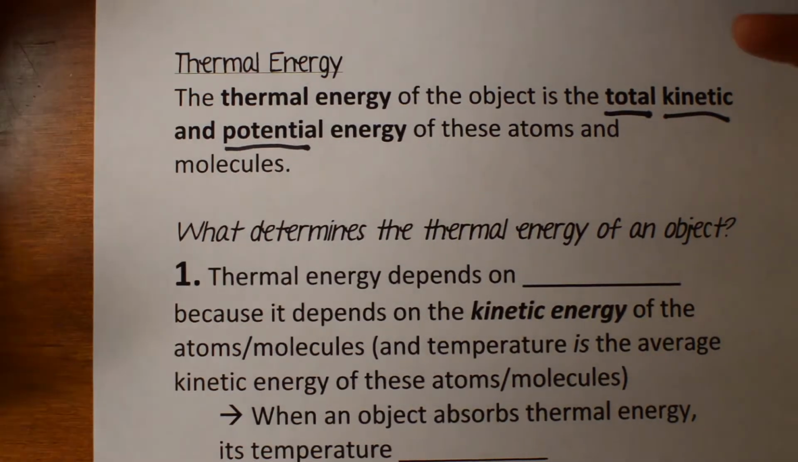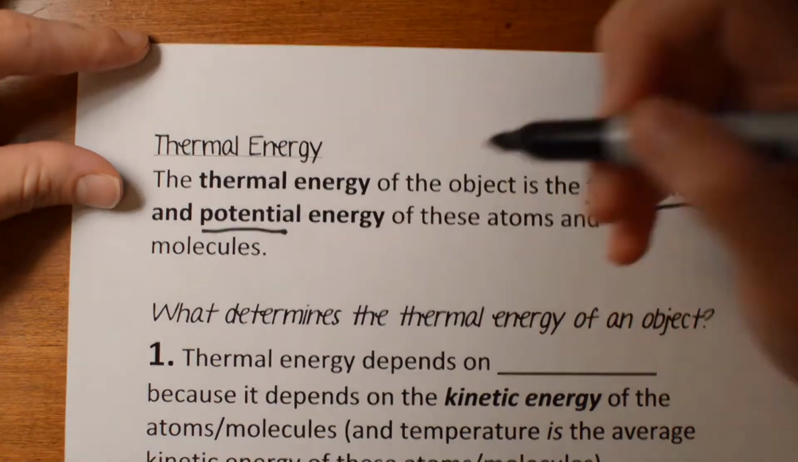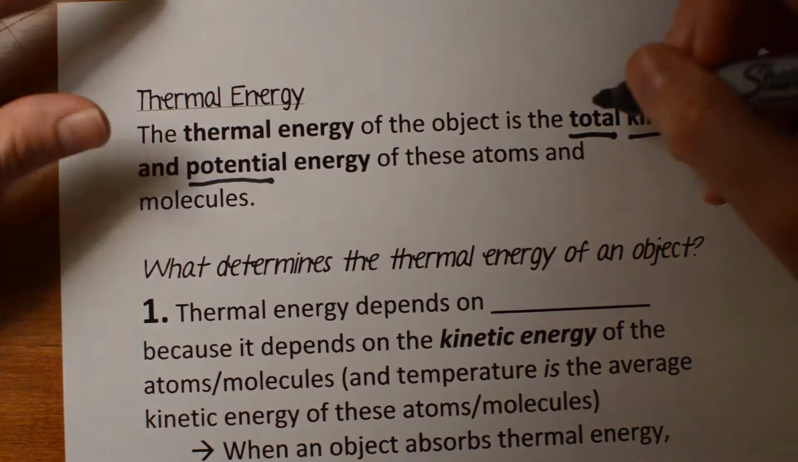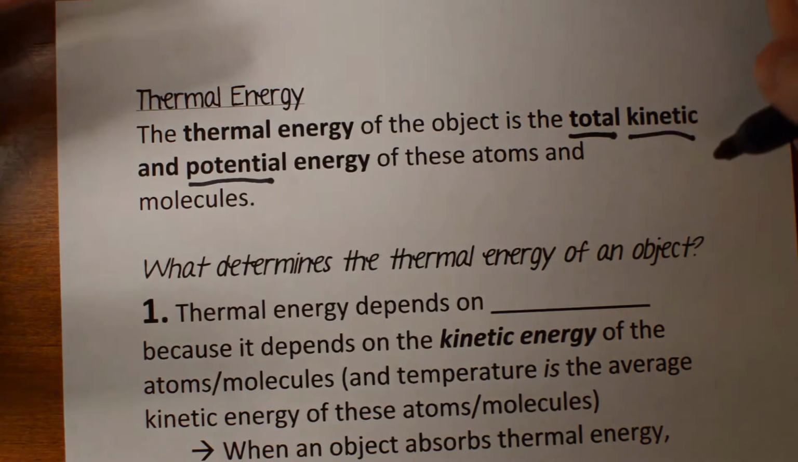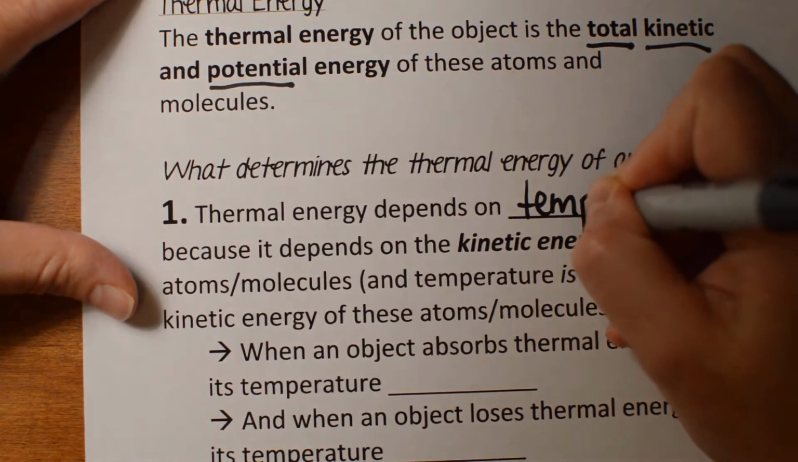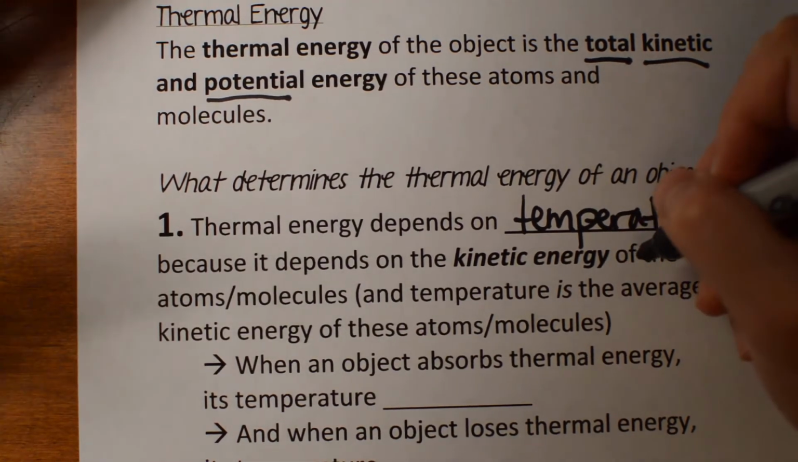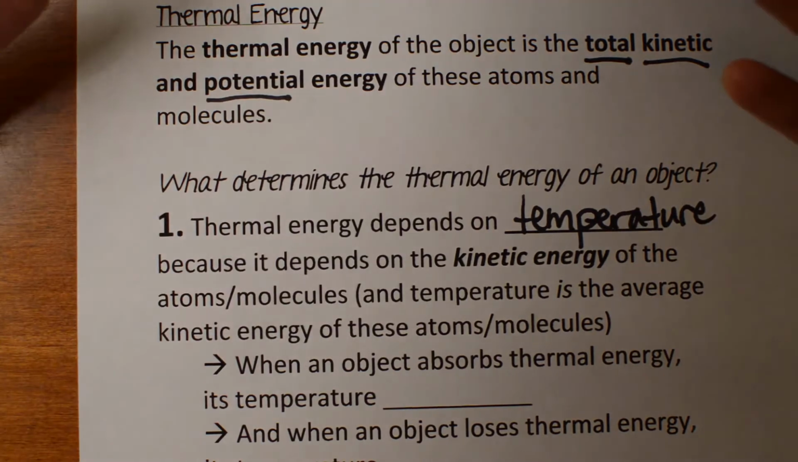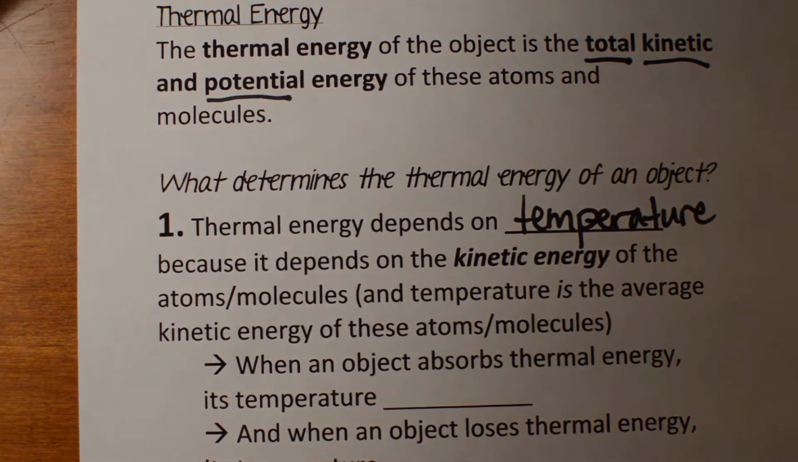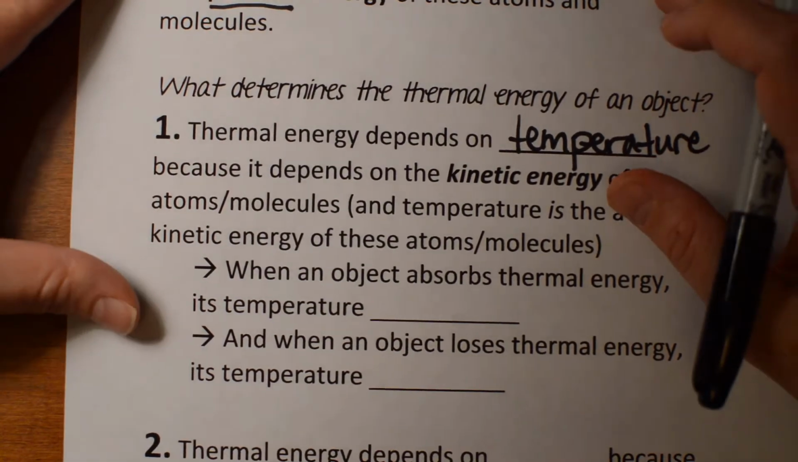All right, so what does this depend on? Let's unpack what that means. Because the thermal energy depends on the kinetic energy, right? It depends on the total kinetic energy, but it does depend on kinetic energy in some way. Then that means it must depend on temperature, of course, because temperature is the average kinetic energy. So if you have a higher average kinetic energy, then you're going to have a higher total kinetic energy too, right? So your thermal energy will depend on that temperature in some way.